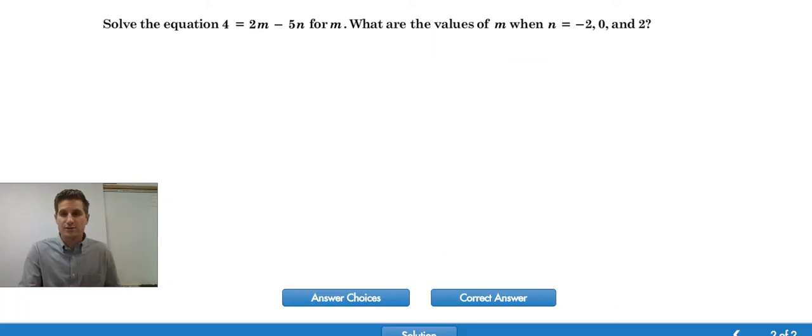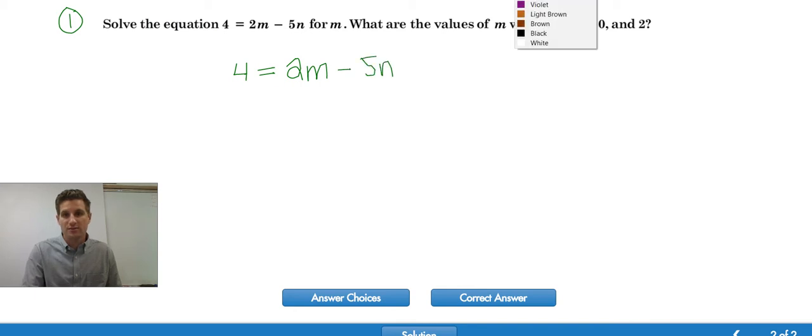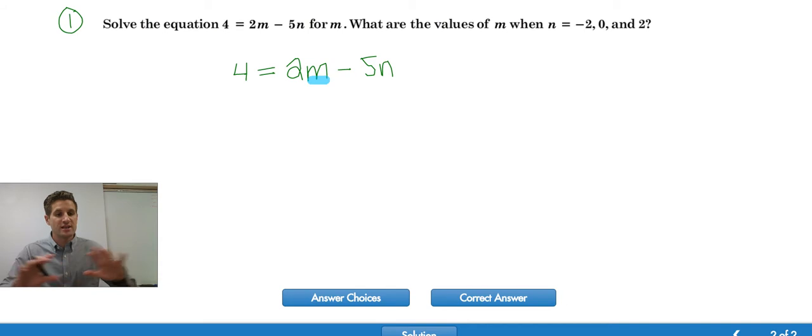Okay, so here's our first problem. This is problem 1. It says solve the equation 4 equals 2m minus 5n. Solve it for m. Okay, so that's our first task. So I'm going to go ahead and rewrite this. Now, what's confusing about this is I am solving for just this piece right here, the m. That means everything else I need to get rid of.